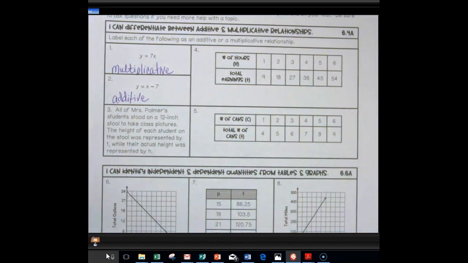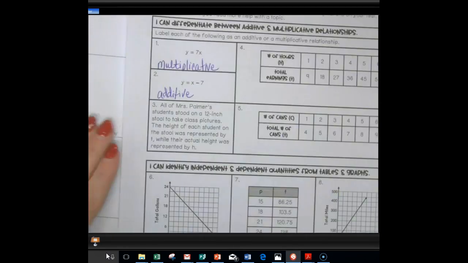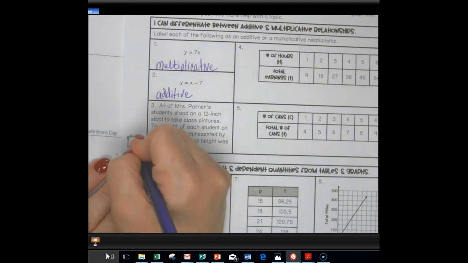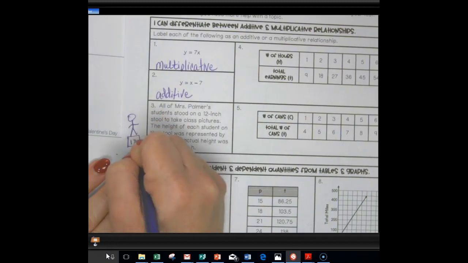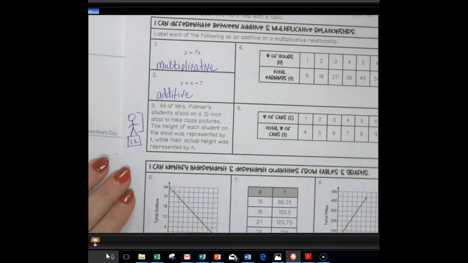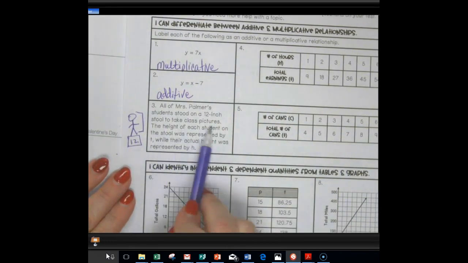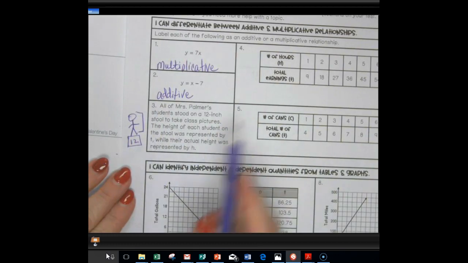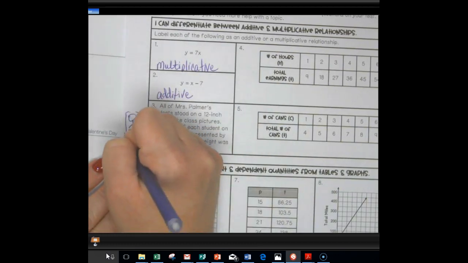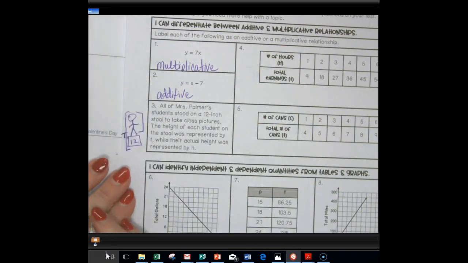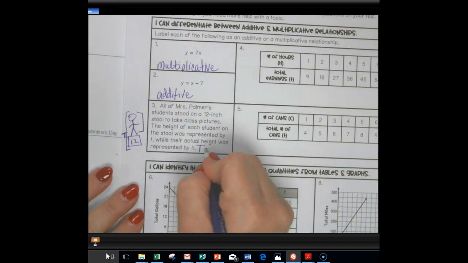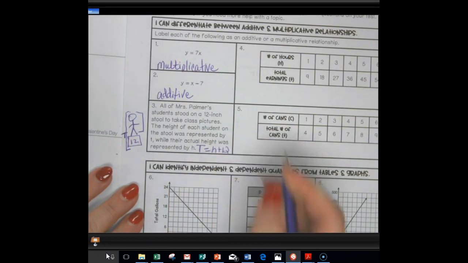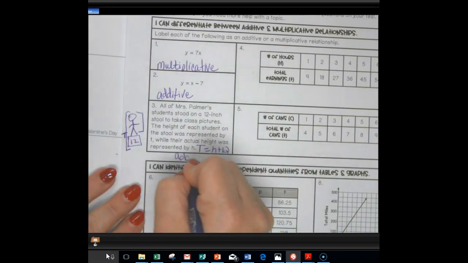Number 3. All of Miss Palmer's students stood on a 12-inch stool. So here is the stool. They stood on this to take a class picture. The height of each student on the stool is represented by T. So this represents T. So the equation would be T equals H plus 12. Therefore, this is additive.